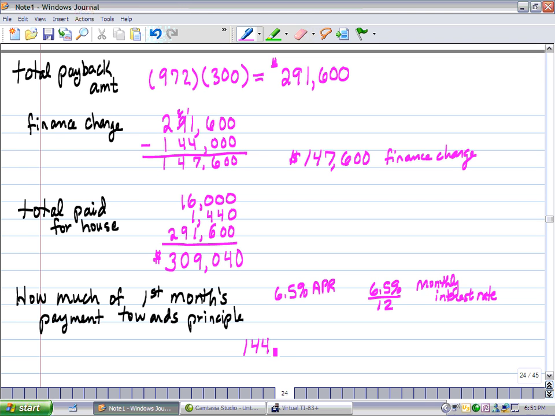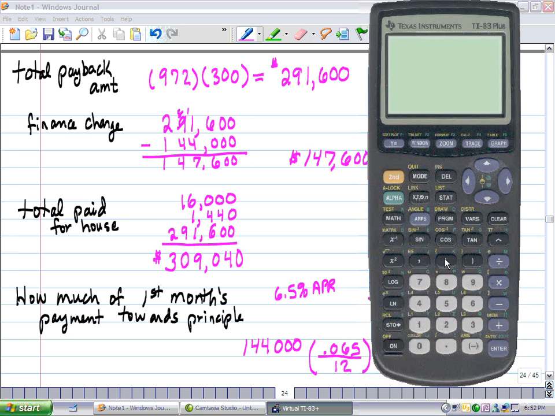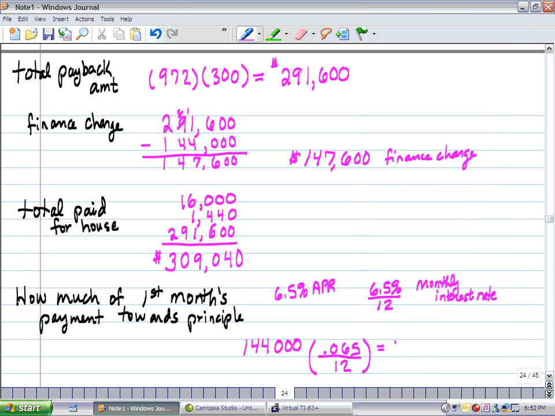At this point, I still owe all of the loan amount because I haven't made any payments yet. So I owe $144,000. That first month, the interest is going to be 0.065. Remember, you have to move your decimal 2 places to the left. And I want to divide by 12 because it's going to be the monthly rate. Let's do that. That's going to be 144,123 times 0.065 divided by 12, $780. So that first month, I'm going to be paying $780 in interest.